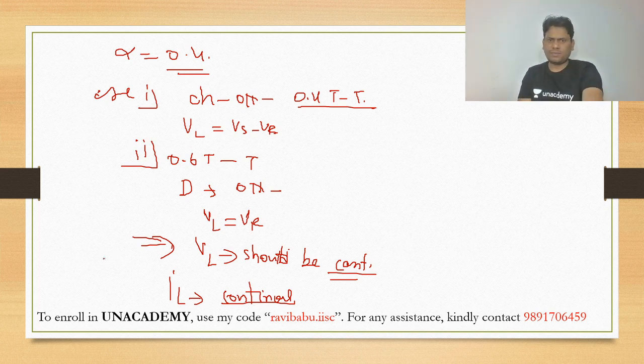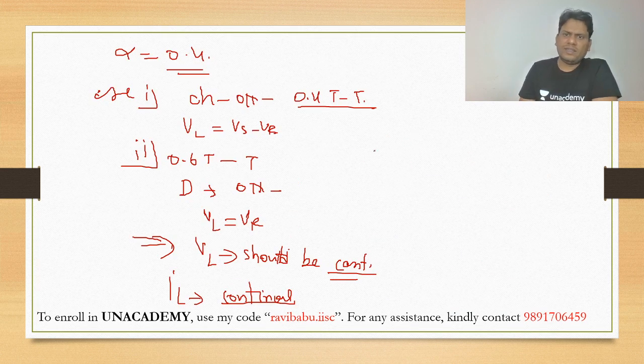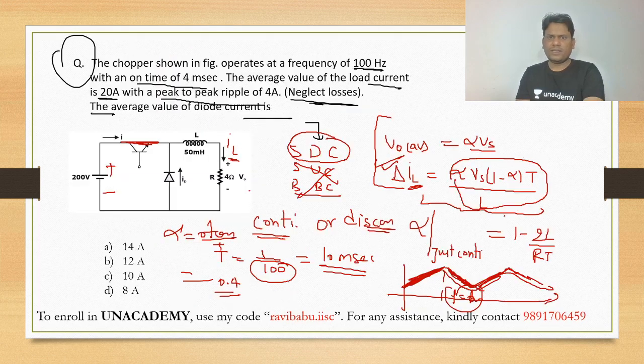Okay. Now see dear, if the current IL is continuous, then for a step down chopper V0 average will be alpha into Vs. So V0 average is 0.4 into Vs, 200. So it will be how much? 200 into 0.4, 80 volt. Okay. Now dear, V naught average is 80, VL average is 0, you know, so VR average is equal to V naught average. So what will be the IL average?